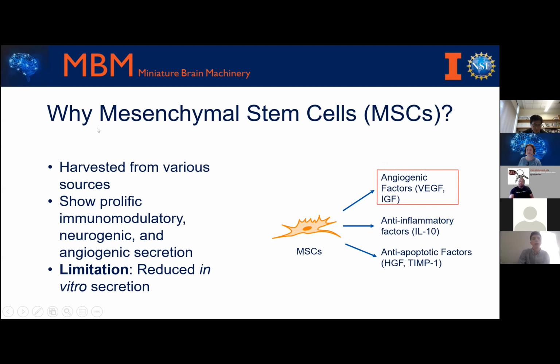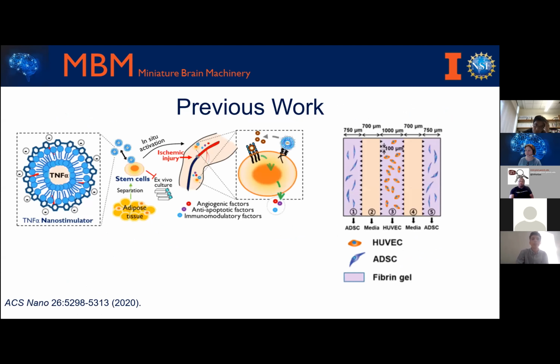So you may ask, why are we using these MSCs? Well, we have identified these cells because they show prolific secretion of cytokines that promote neovascularization, in particular angiogenic growth factors such as vascular endothelial growth factor. Unfortunately, one major limitation is that MSCs are associated with attenuated paracrine secretion in vitro. Therefore, we seek to devise ways to improve the secretion activities of MSCs to promote endothelial cell vascularization.